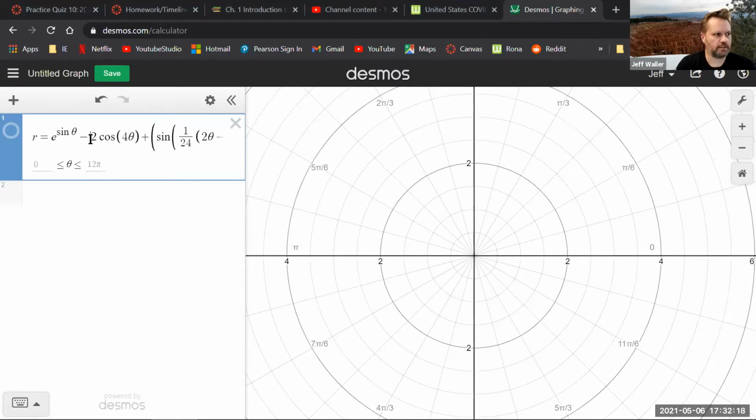So here you go, e to the sine theta. Isn't that cool? I think somebody asked me about this and we did it. I asked you something similar, yeah. So I was kind of like, oh, that's funny that you're asking me. And then minus 2 cosine 4 theta plus, now look at this, and it's to the 5th power, that whole thing: sine of 1/24 2 theta minus pi, all to the 5th power.